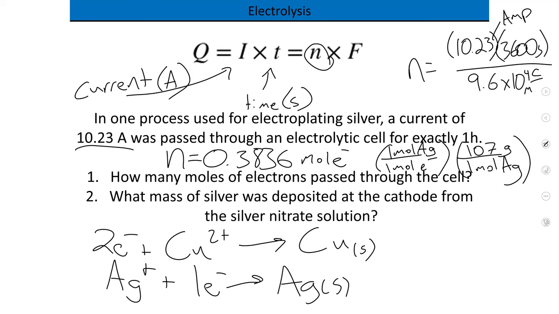So ballpark, at least, this means that we're going to be able to apply about 40 grams. We actually did this process. We could deposit about 40 grams of silver using this process over the course of an hour.